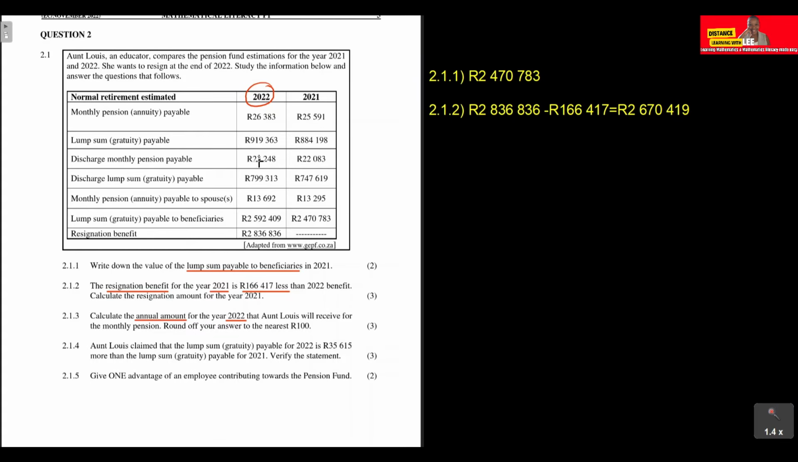So we want what the amount she will get will be, the annual amount. So if we're given this amount in terms of months, for us to be able to determine the annual amount, that means that we need to multiply this amount by 12. Okay, so in this case we see the row that talks about the monthly pension payable. Okay, so this is the monthly pension payable to who? Aunt Louise. Okay, so that is where we're going to be focusing our attention, guys.